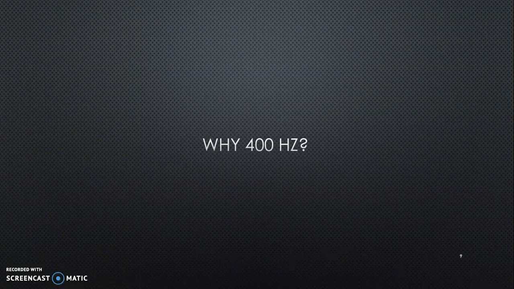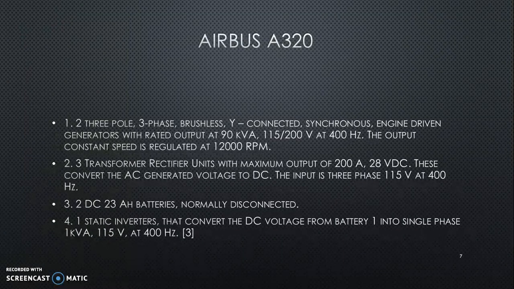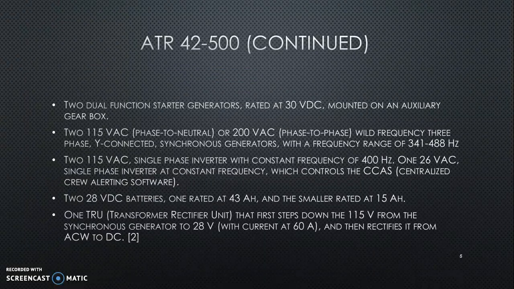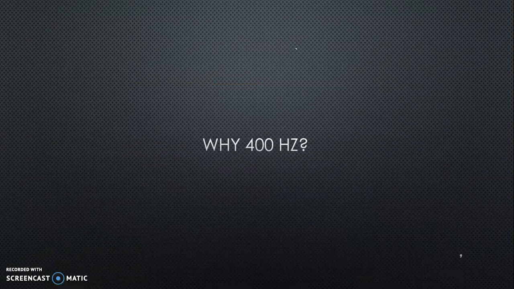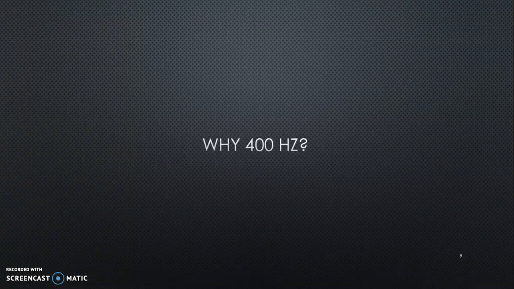So this brings me to the question: why 400 hertz? You might have noticed even here in the first, the two 3-pole, 3-phase, brushless Y-connected synchronous engine-driven generator has a frequency of 400 hertz, and the same with the transformer rectifier unit and the static inverter. Similarly for the ATR42 as well. So this brings up an important concept which is vital to the aviation industry, which is the concept of the power to weight ratio.